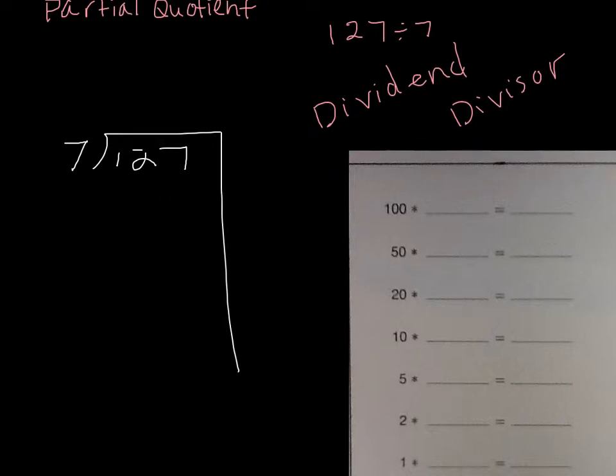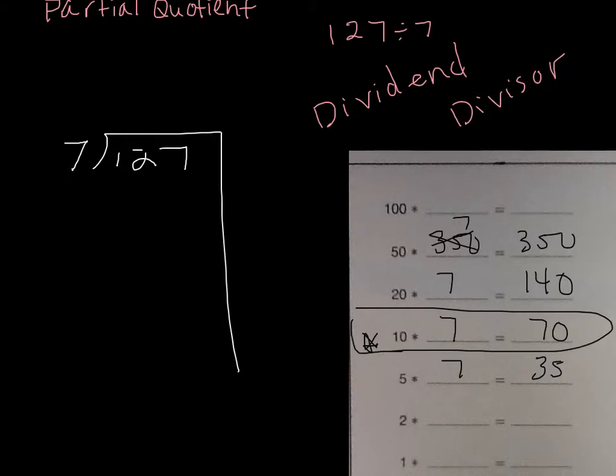So let's see what we do for partial quotients. It's much like our warm-up that we did yesterday, where we pull out some different groups of 7 from 127. Remember yesterday we talked about how a good place to start is always 10 groups of the number. So over here on the right, 10 groups of 7 is 70. 20 groups of 7 is 140. 50 groups of 7 is 350. And then going down this way, 5 groups of 7 is 35. It looks to me like the group that gets the closest is the 10 groups.